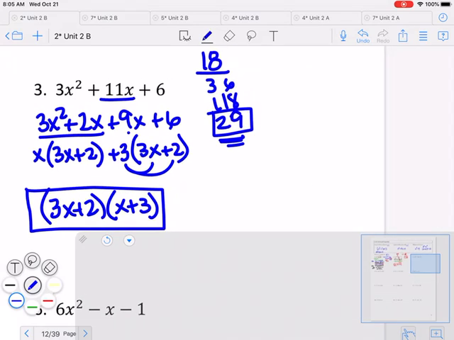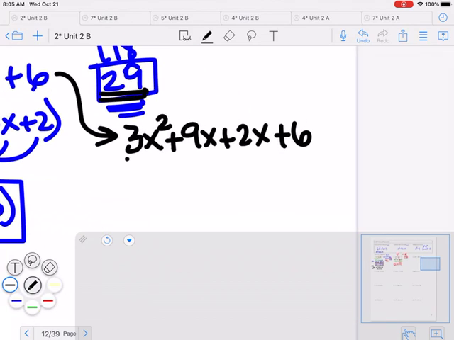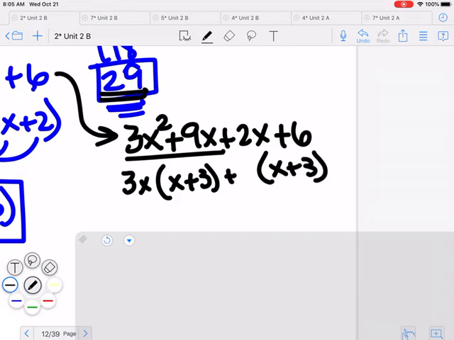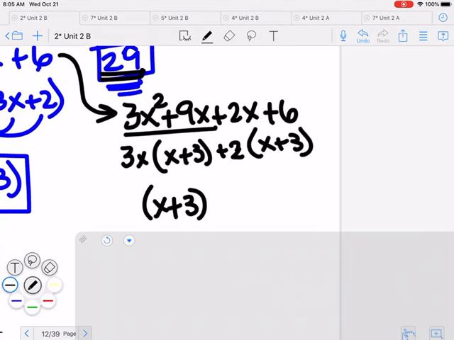Now, what I was saying before is, what if, when you rewrote yours, instead of 2x plus 9x, you put the 9x first. So watch what happens. 3x squared plus 9x plus 2x plus 6. Now when I factor by grouping, here I can take out a 3x, x plus 3, copy down x plus 3, and sitting in front then would have to be a plus 2. So my final answer is x plus 3 times 3x plus 2.